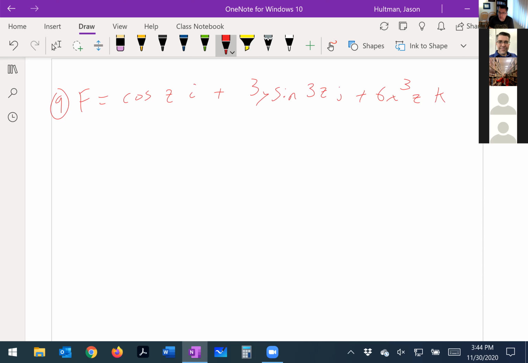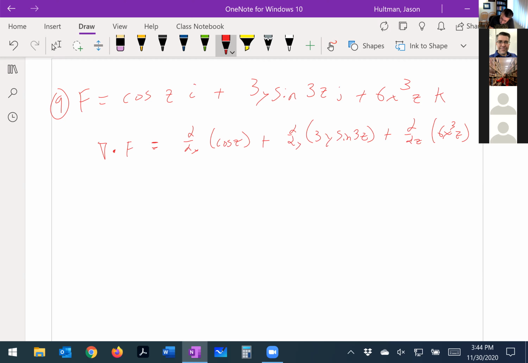Okay, so I want to find the divergence, right? So the divergence is the gradient dotted with f. Okay, so we want d dx of cosine z, plus d dy of 3y sine 3z, plus d dz of 6x cubed z.